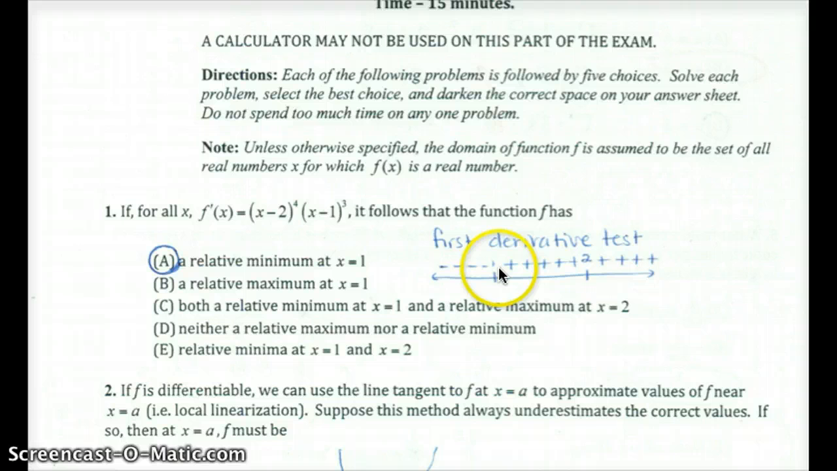Next, I test numbers before 1, in between 1 and 2, and after 2, and I plug those numbers into the first derivative, not the original function, the first derivative, and I check, do I get a positive or a negative answer? I encourage you to do this in your head. You don't actually need the numerical number. You just need to know whether the answer is going to be positive or negative.